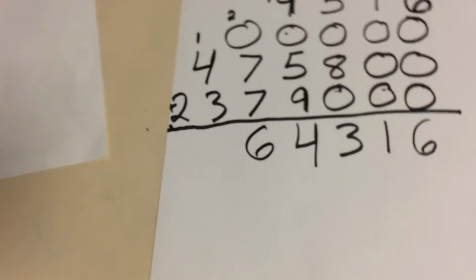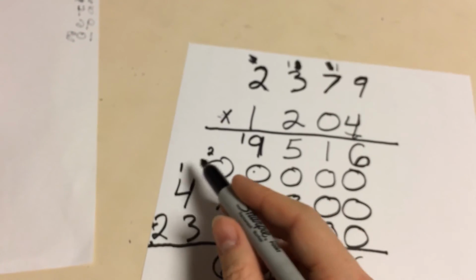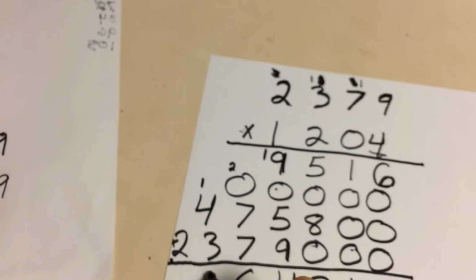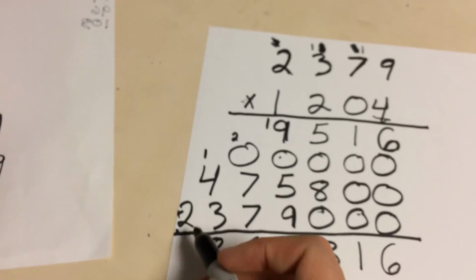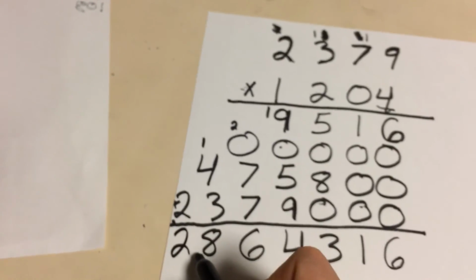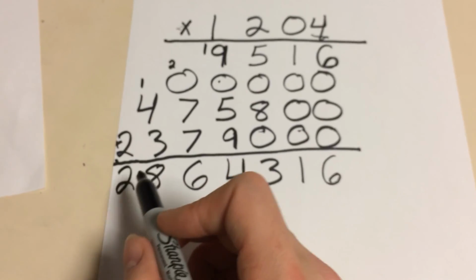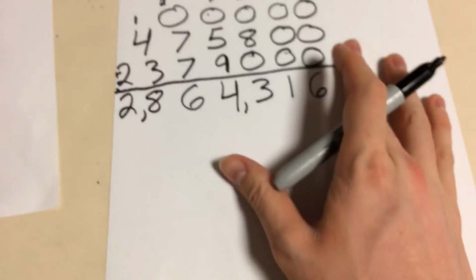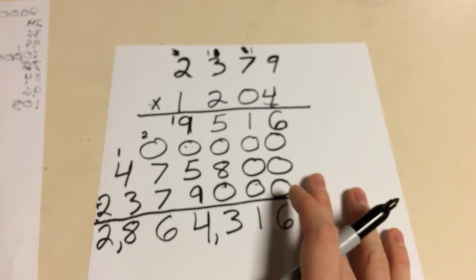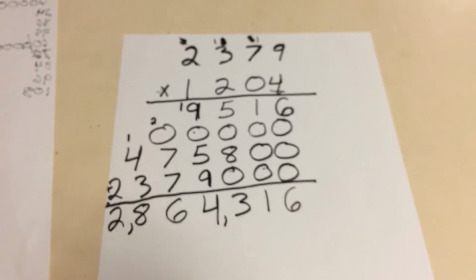Now over here, excuse me, over here in the 100,000s place, we have 4 plus 3 plus 1. Well, that's going to be equal to 800,000. Now finally, we have just the 2 in this column, so we can carry that down, and for our answer we have 2,864,316 that we get from multiplying 2,379 by 1,204. And that's the multiplication algorithm.